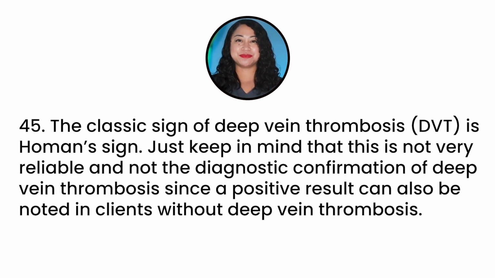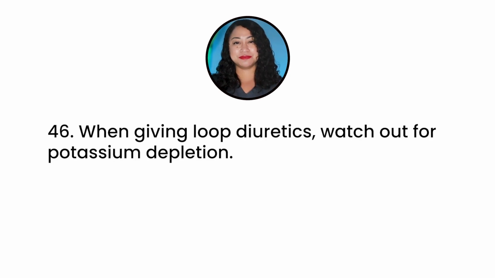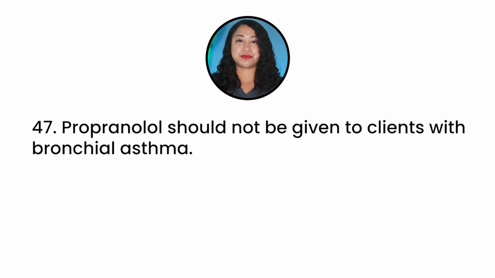Statement 45. The classic sign of deep vein thrombosis is Homans' sign. Just keep in mind that this is not very reliable and not the diagnostic confirmation of deep vein thrombosis, since a positive result can also be noted in clients without deep vein thrombosis. Statement 46. When giving loop diuretics, watch out for potassium depletion. Statement 47. Propranolol should not be given to clients with bronchial asthma.